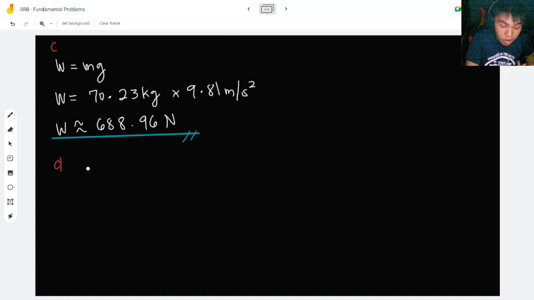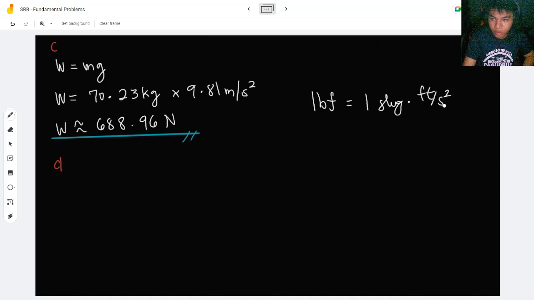We're gonna use slugs, okay? Since we know that a pound force is equivalent to one slug times feet per second squared.